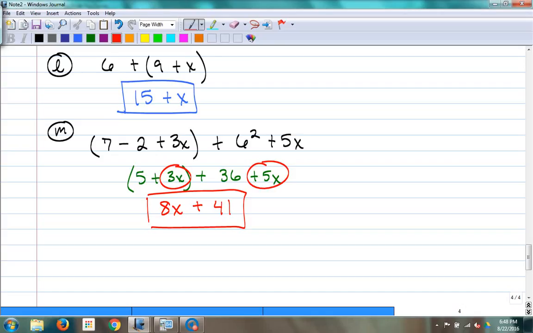I'm not picky about the order right now. When we get later on, there will be a rhyme and reason to putting it in that order, but I'm not going to be picky about it right now.